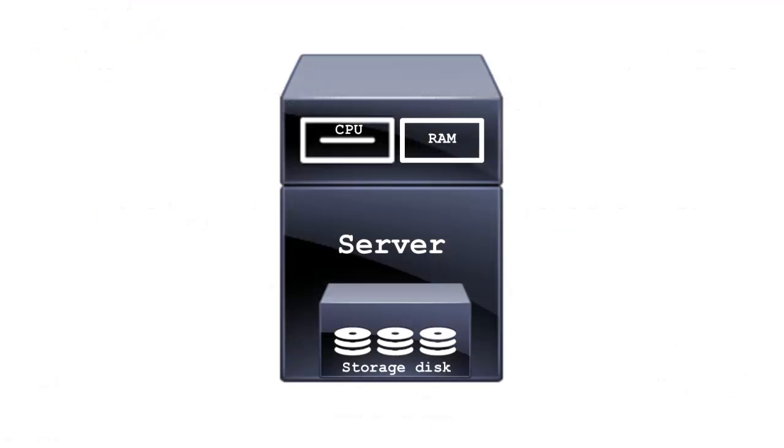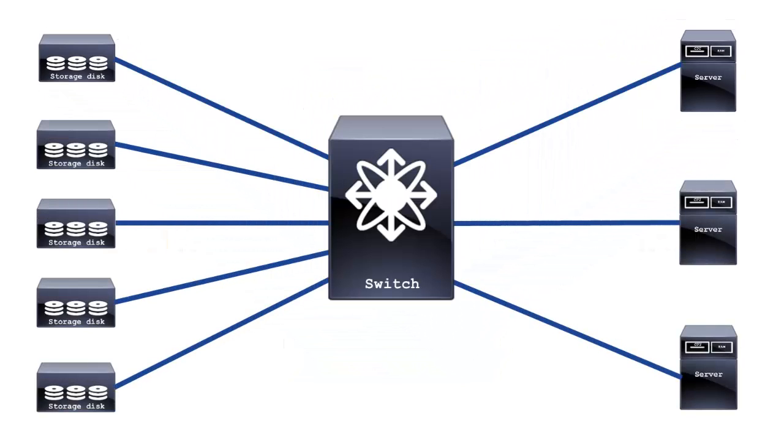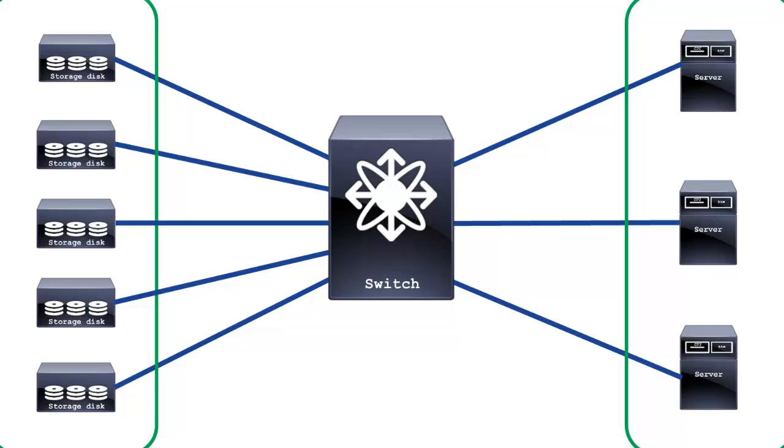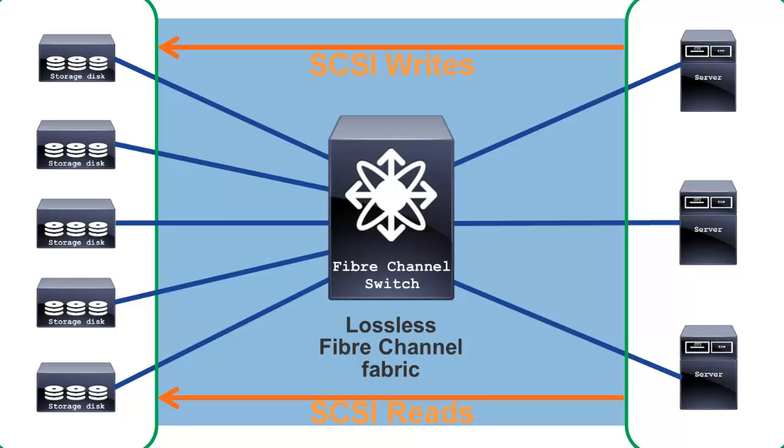Traditionally, compute nodes perform reads and writes to direct attached storage using SCSI commands. For better utilization of storage, the disks are moved to a centralized location and compute nodes are connected to them via a high-speed dedicated storage area network or SAN. Fibre Channel is the most dominant protocol that provides lossless transport of SCSI commands in a SAN.